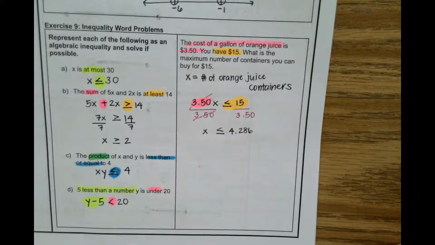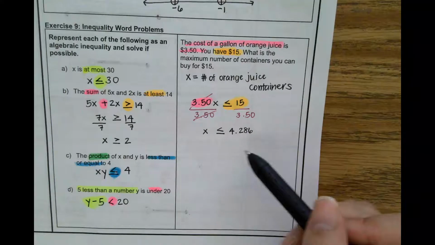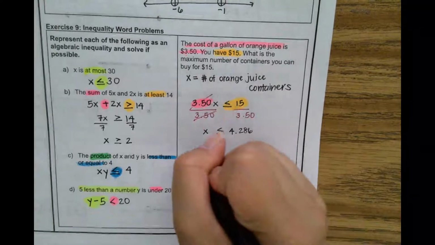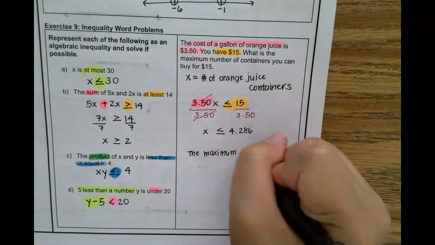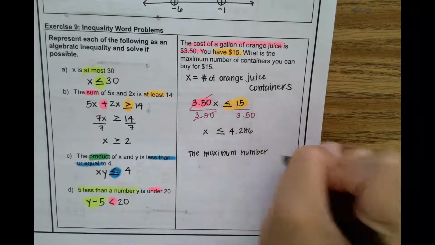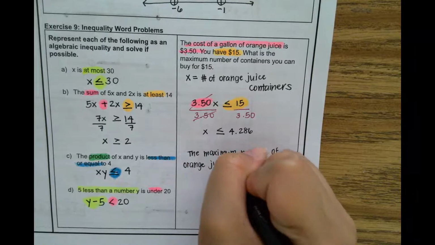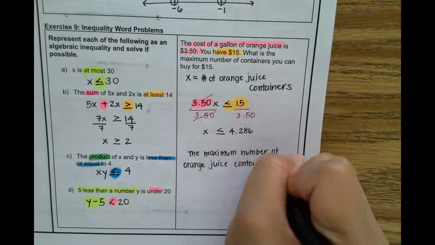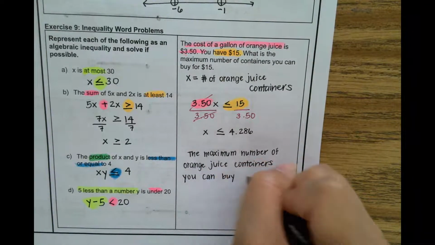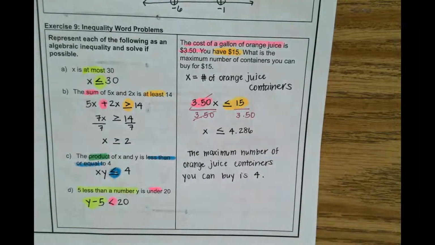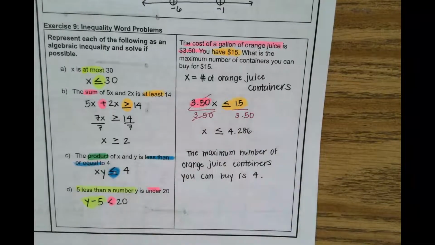Okay? And so what this means, I can't buy 4.286 gallons of orange juice, right? And since I need less than that, the maximum number of containers of orange juice I can buy is 4. And there you go. Okay, the reason why it can't be 5 is if I plugged in 5 here, it would end up being greater than $15, which is more than I have.